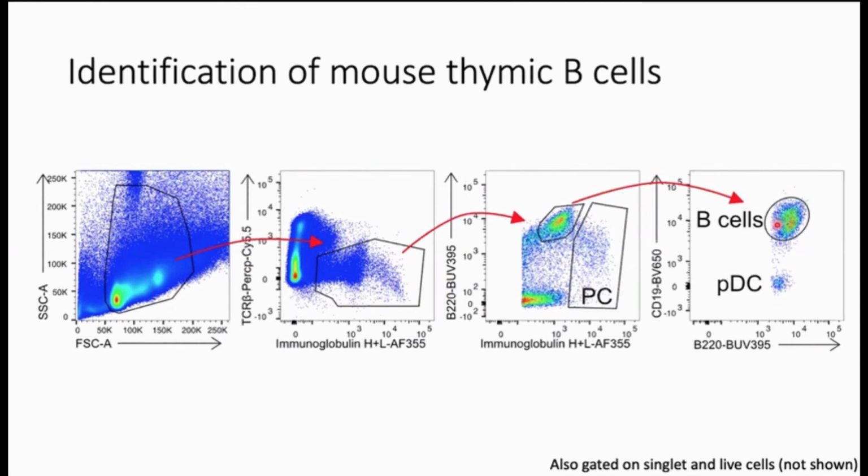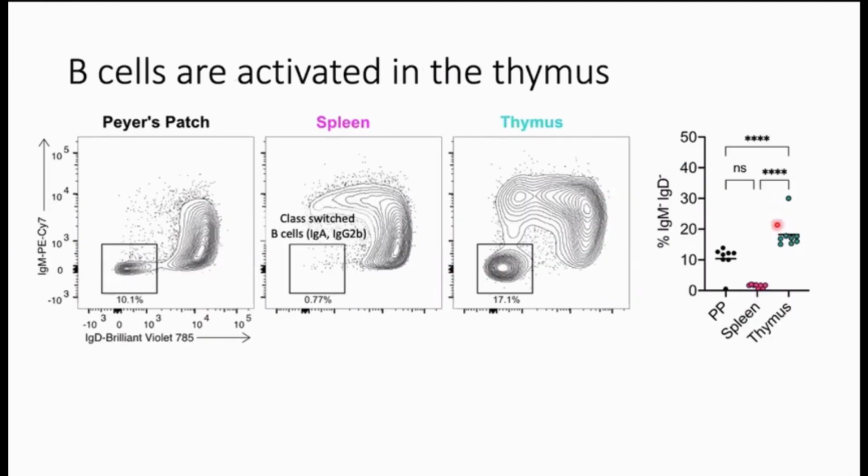And so we first wanted to phenotype the B cells in the mouse and look for activated B cells. And we find that there are a large number of class switched activated B cells in the thymus. These graphs are set up such that IgM is on the y-axis and IgD on the x-axis, and this gate is looking at double negative cells, so B cells that have class switched. This is composed of cells predominantly of IgA, IgG2B, and IgG2C phenotype.